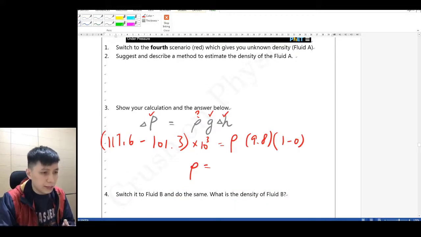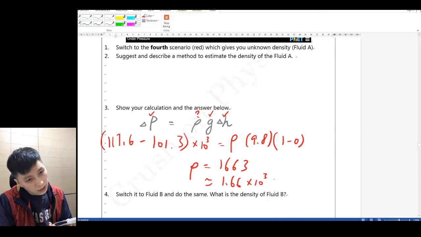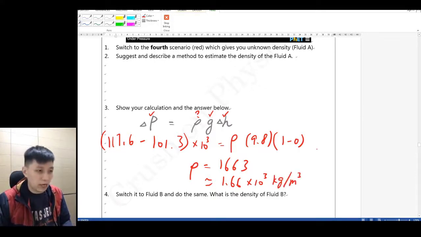Eventually you should get an answer like 1663.2. I think 2 sig fig would be good enough already. So 1.7. Okay, let's take 3 sig fig. So 166 times 10 to the power 3. That's the density. Density should be in kg per meter cubed. That should be the unit that you're having, because the rest are all in SI unit, so density should be in SI unit also.